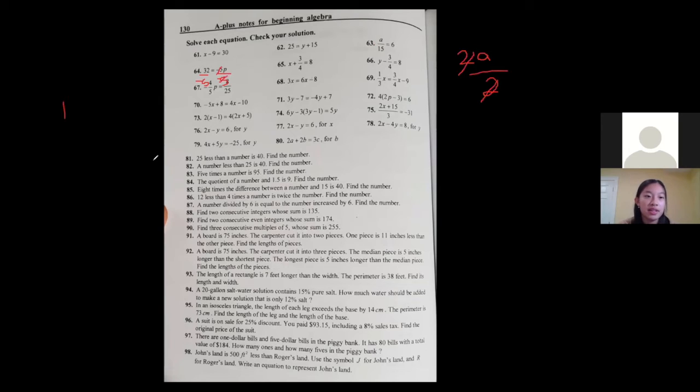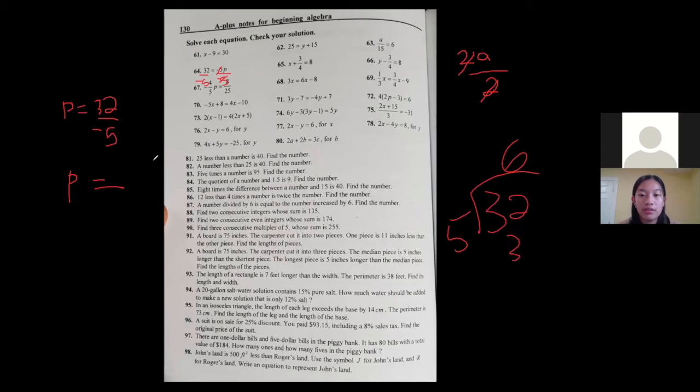So then p equals 32 over -5. And then if you do that out, let me just do it out here quickly. So 32 over 5. So then you get -6.4 as the answer to number 64.